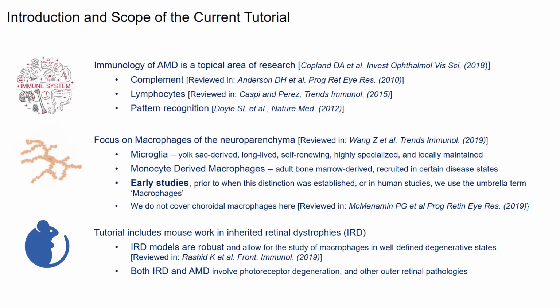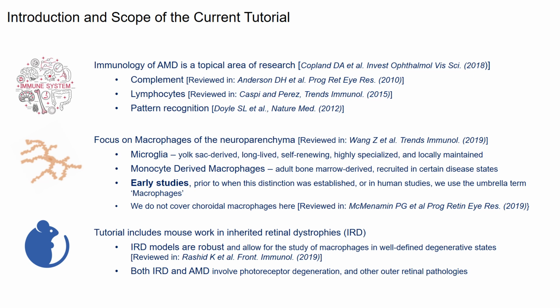Now, this is a topical area of research, but it's also quite broad. It involves complement factors, as well as adaptive immune responses, and of course, other innate immune responses such as pattern recognition receptors, as cited here in the first set of bullet points. Our focus in this tutorial will be on macrophages, specifically of the neuroparenchyma.